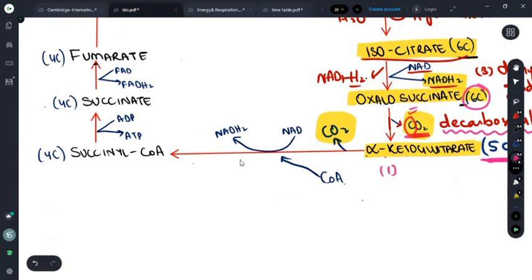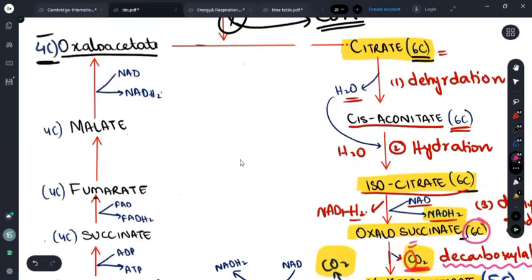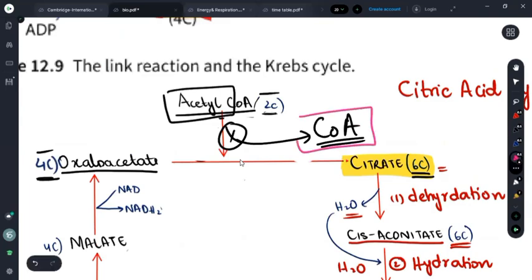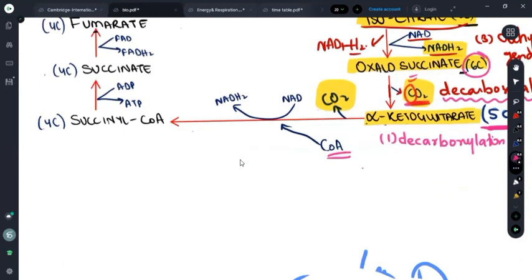So alpha ketoglutarate undergoes decarboxylation. Now the coenzyme A, which was removed in the very first step of Krebs cycle, by removing coenzyme A and the addition of acetyl group and oxalosuccinate, we formed citrate. So here in this step, this coenzyme A gets added. So the second thing which happens to this alpha ketoglutarate is addition of coenzyme A.